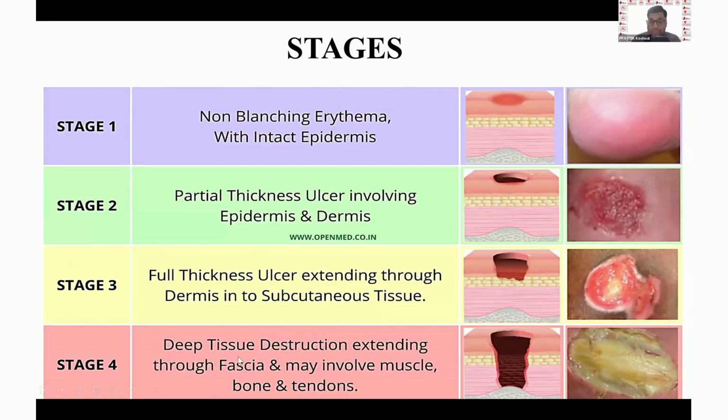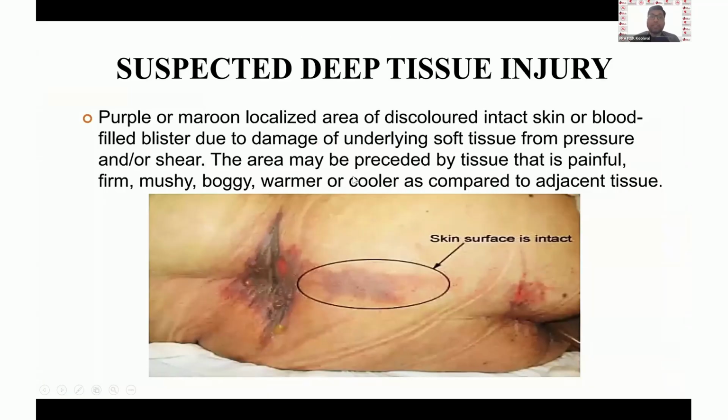So this is the most hazardous part, which is difficult to treat and requires a long treatment and high cost of treatment. A suspected deep tissue injury, as I have told you, that is the occult part, is a purple or maroon localized area of discolored intact skin or a blood-filled blister due to damage of underlying soft tissue from pressure and shear.